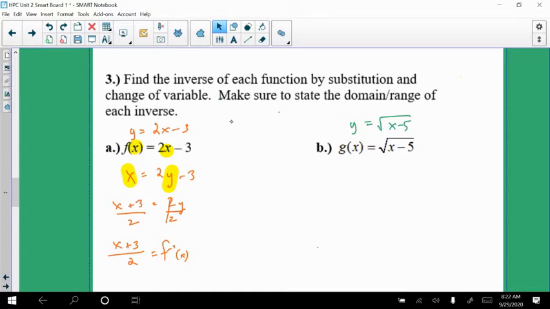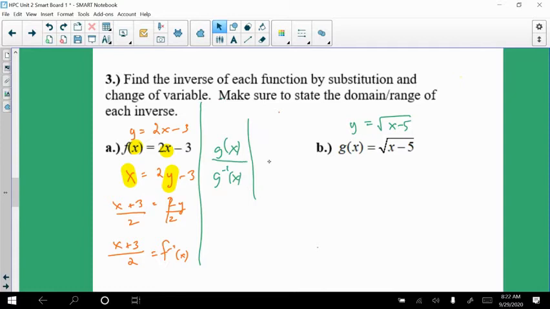So I have g of x, which I'm given, and I'm trying to figure out the inverse. And then I have the domain, and I have the range, right? Okay. Well, right now, if I look at the domain of this, I want to make sure that I can't take a square root of negatives. So the domain of my function better be x is greater than or equal to 5, because that will allow that to be positive. X is greater than or equal to 5. That's the domain of my function.